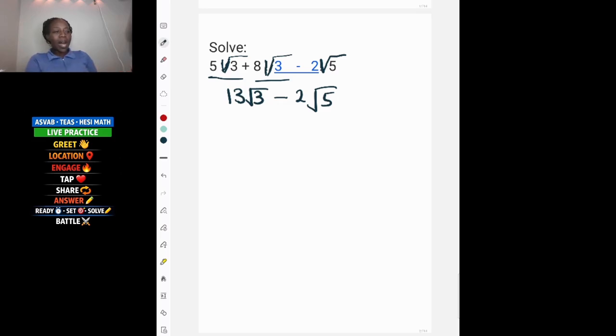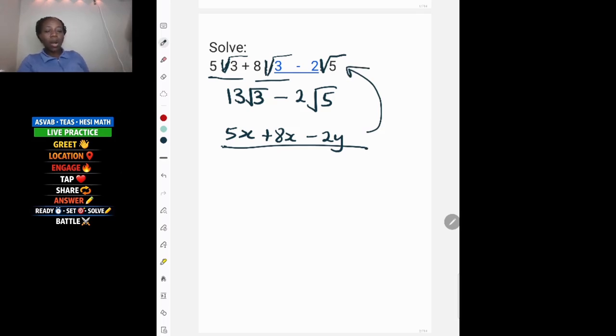The way we add 5x, positive 8x, and let's say negative 2y, that's the way we work on this one. When they are with addition and subtraction, that's the way you will work on them.